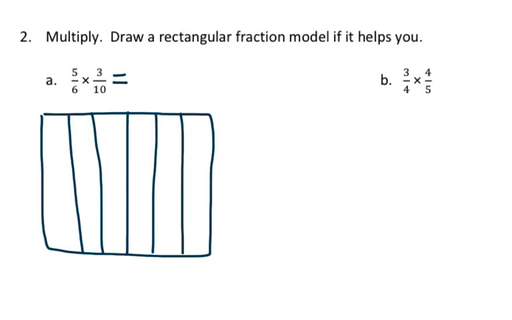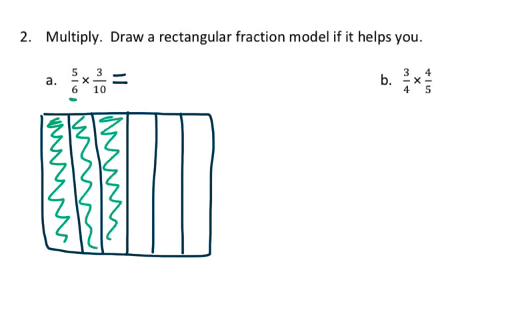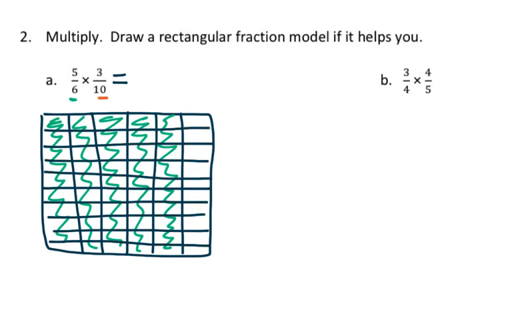And I'm going to start out by partitioning this into 6, and I'm going to shade in 5/6. So here's 1, 2, 3, 4, 5 out of 6. So now I'm going to partition horizontally by tenths because we're multiplying by 3/10. Okay, and then we're going to shade in 3 of those tenths. So let's do that. Okay, and remember the answer or the product is where the two colors are overlapping.